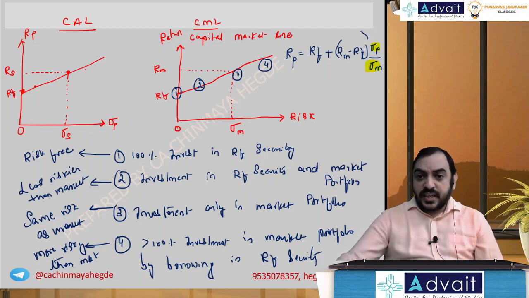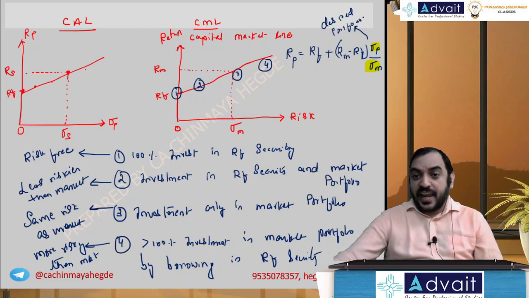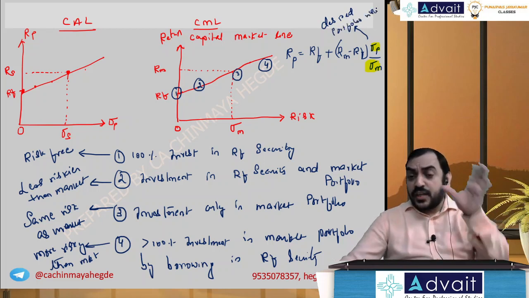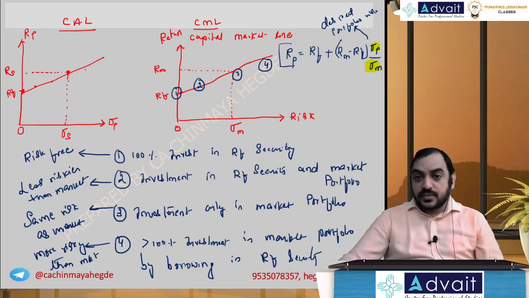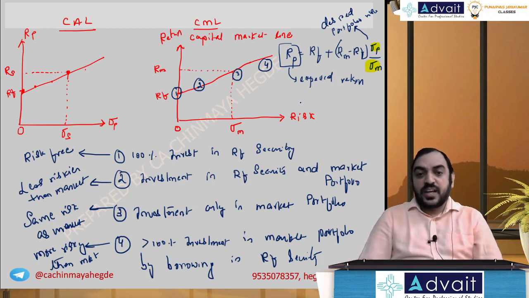So this is the desired portfolio risk. How much risk would you like to take? If you take so much risk, you should expect so much return. This is the expected return for a given level of risk.